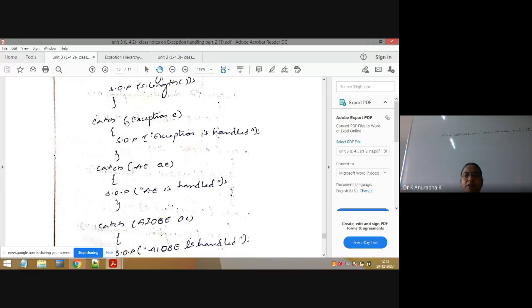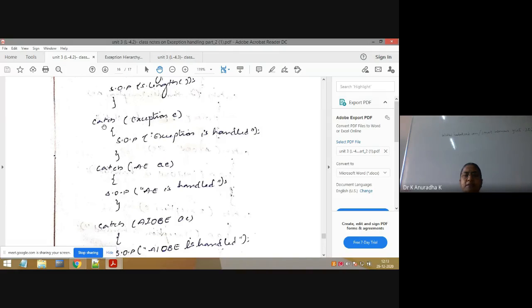Now it will check one by one. This is the first catch block I have written: catch Exception e. As already explained, this is the superclass of all checked exceptions and also unchecked exceptions. NullPointerException is an unchecked exception. For NullPointerException, the immediate superclass is RuntimeException, and for RuntimeException, the next superclass is Exception. So Exception is the superclass of NullPointerException.